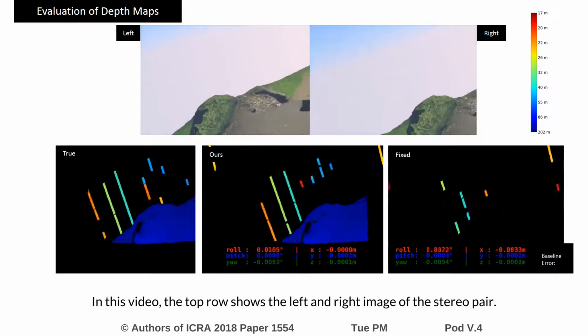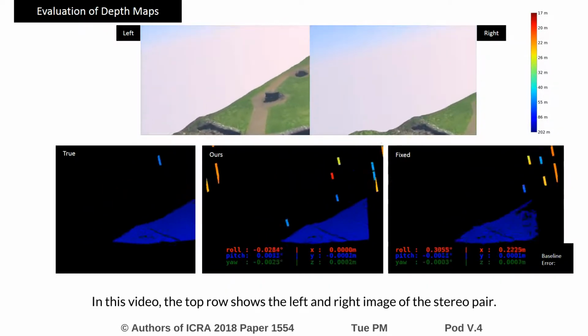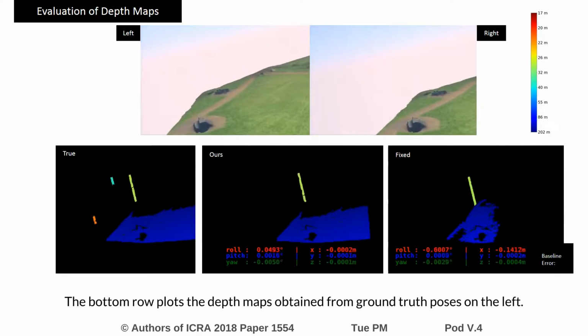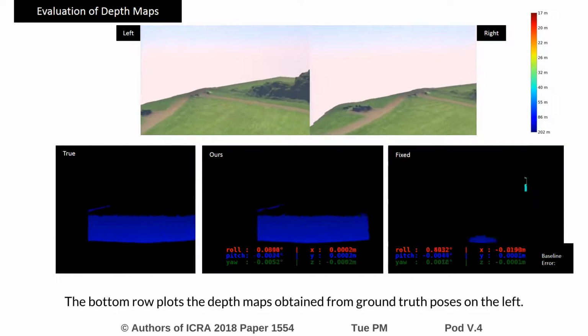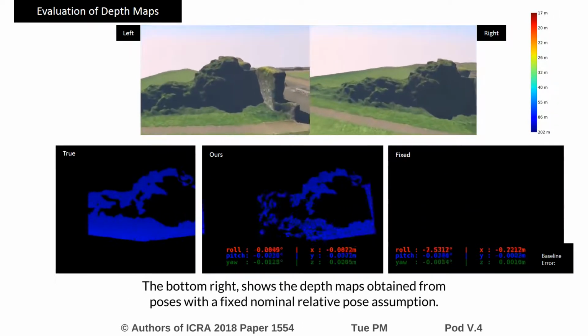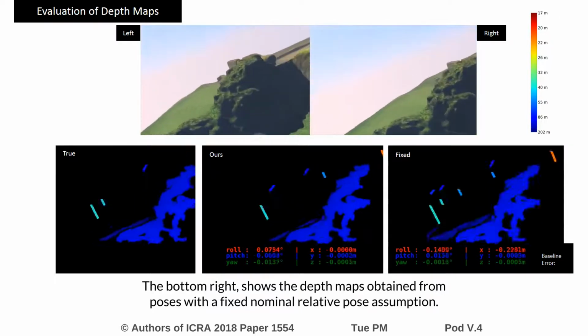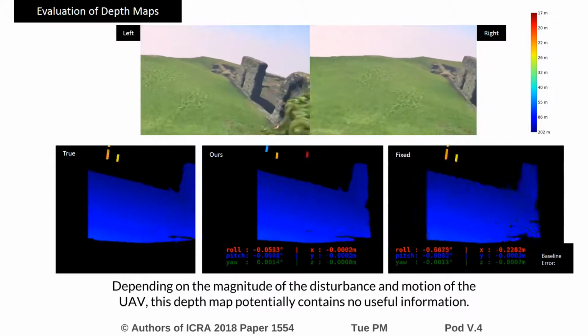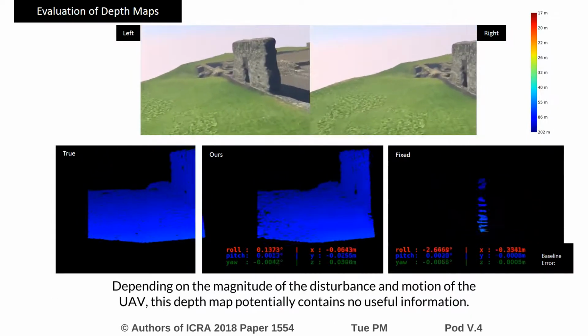In this video, the top row shows the left and right image of the stereo pair. The bottom row plots the depth maps obtained from ground truth poses on the left. The bottom right shows the depth maps obtained from poses with a fixed nominal relative pose assumption. Depending on the magnitude of the disturbance and motion of the UAV, this depth map potentially contains no useful information.